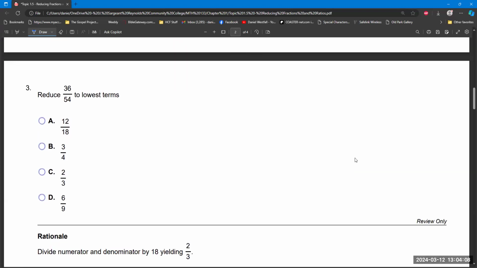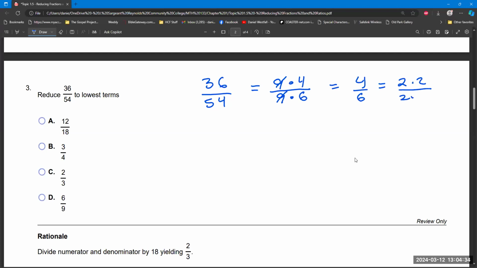Now let's try 36 over 54. I see that both are divisible by 9 to start off with. So this is 9 times 4, and this is 9 times 6. I'm just showing you this to say, you can pick something and it may or may not get you all the way to where you want to go. Now they're both even numbers. So this is 2 times 2, and this is 2 times 3. And so this is going to be 2 over 3.